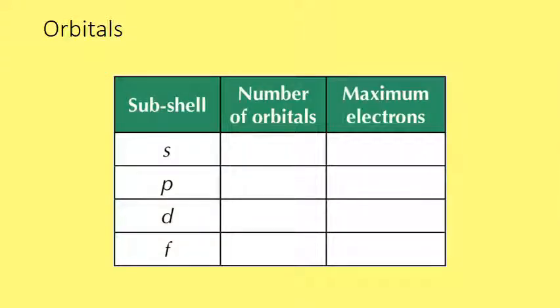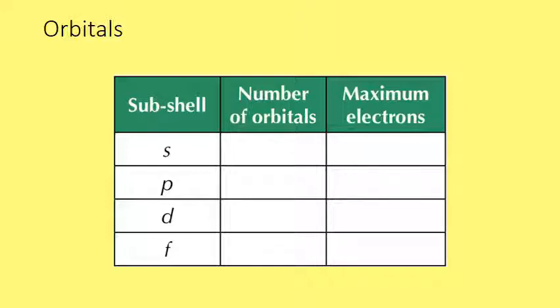So now let's consider orbitals. And I've got a slide here for you that lists out the subshells that we've just mentioned, s, p, d and f. And you'll remember that in the first energy level, we have just one subshell, that's the s subshell. In the second energy level, we have both s and p subshells. And in the third energy level, we have s, p and d subshells, and in the fourth energy level we have s, p, d and f subshells.